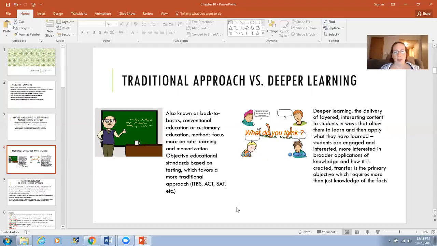So in the traditional approach, there are objective educational standards based on testing. So we think that there are these standards that everybody should meet, and if we don't, then somehow that indicates that students and/or the educational system is failing. So some examples of that type of testing would be the Iowa Test of Basic Skills, the ACT or the SAT, etc. So it's this idea that everybody should be able to hit these certain standards.